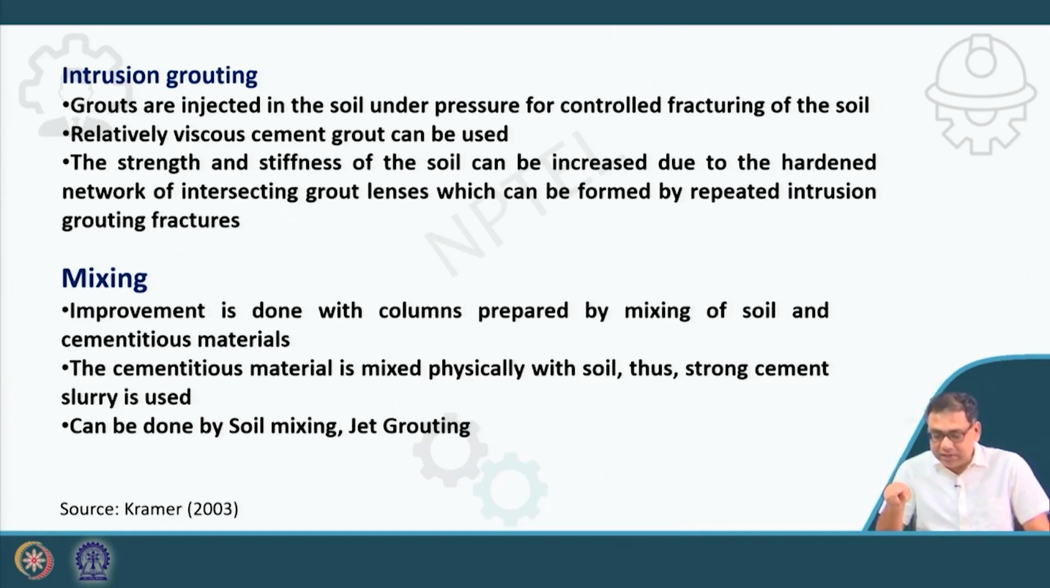Now the strength and stiffness of this soil can be increased due to the hardened network. So that means due to this fracturing, there is a hardened network of these intersecting grout lenses, which can be formed by repeated intrusion grouting fractures. Then we do the repeated fracturing, and the strength of the soil can be increased due to the hardened network of these intersecting grout lenses.